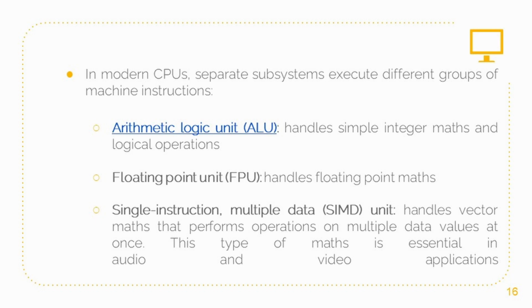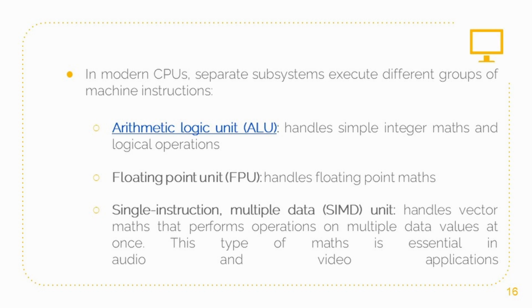2. Floating Point Unit (FPU). The FPU is dedicated to performing floating-point arithmetic operations, which involve numbers with fractional parts or numbers expressed in scientific notation, e.g., 1.23 times 10 to the power of 5. Floating-point operations include addition, subtraction, multiplication, division, and various mathematical functions like square roots, logarithms, and trigonometric functions.